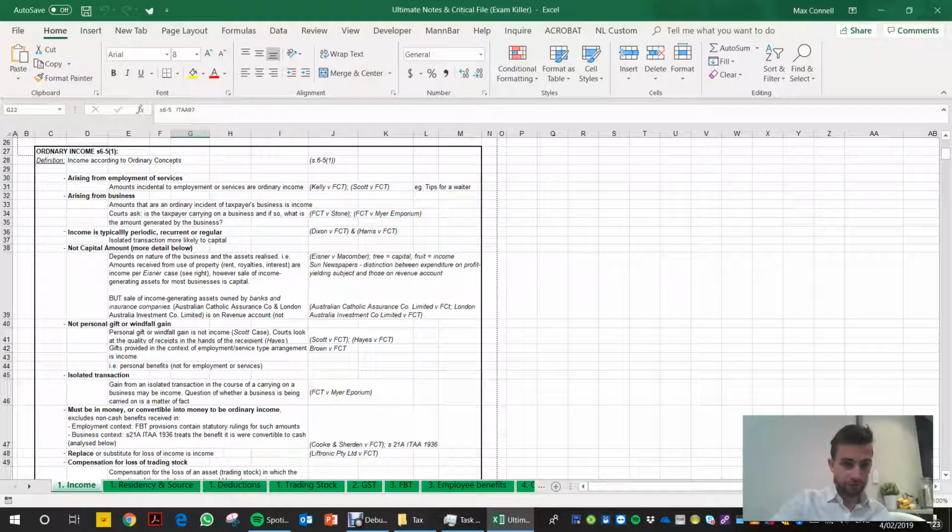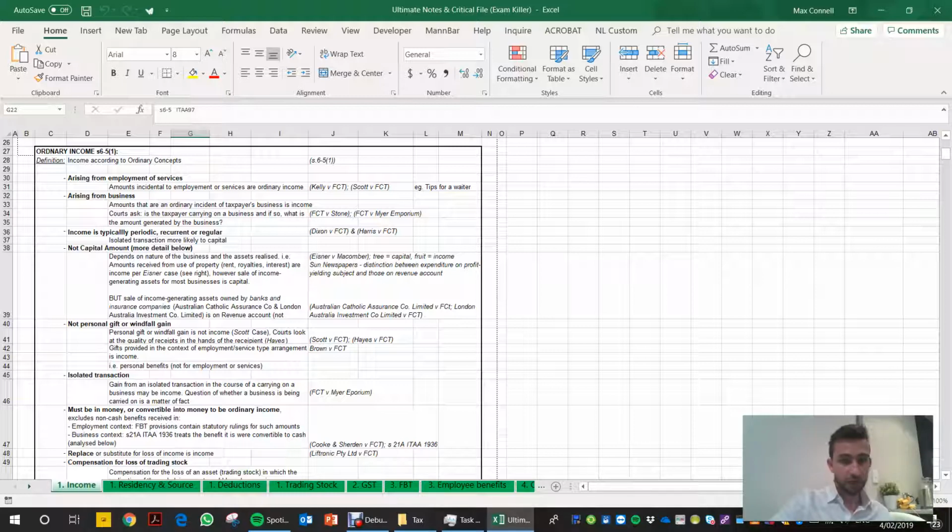Let's go through some examples down here. So arising from employment of services. Of course anything like this is ordinary income and it falls under section 6-5. However, certain exam questions you also need to use the case reference. So amounts incidental to employment or services are ordinary income. So this is also per section 6-5, but the case that set the precedence for that was Kelly versus FCT. So you can kind of see how this is self-explanatory. Arising from business. So business income, that falls under ordinary income.